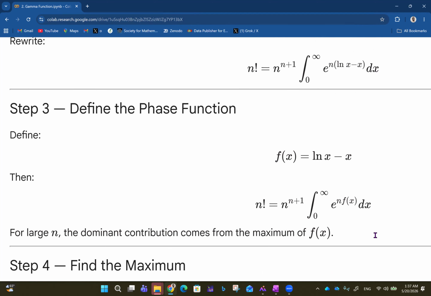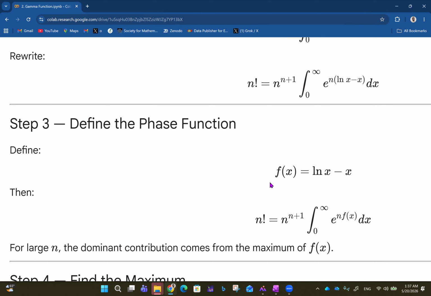Then we define the phase function. We define that f of x is ln x minus x, this ln x minus x right here. So then we have n factorial to be n raised to the power n plus 1 times the integral from 0 to infinity of e raised to the power n f of x dx.